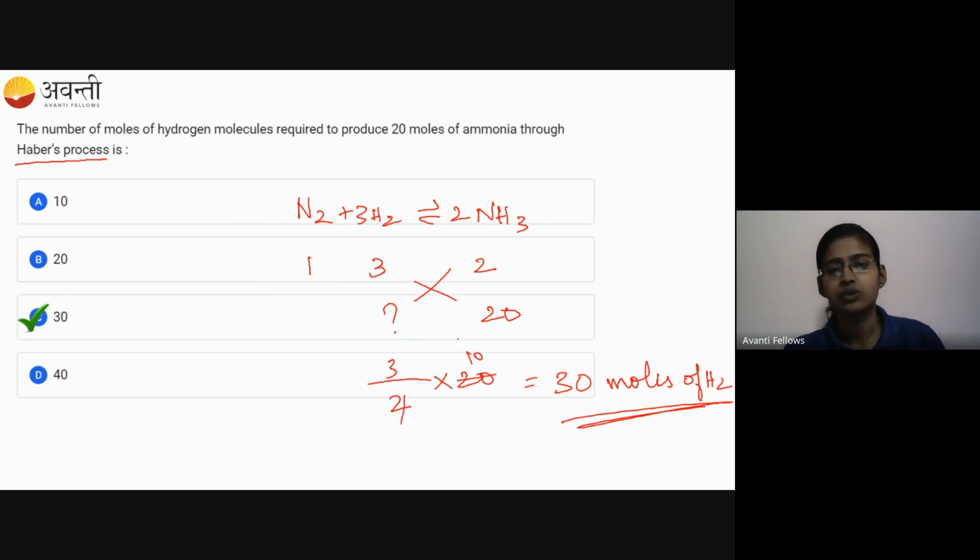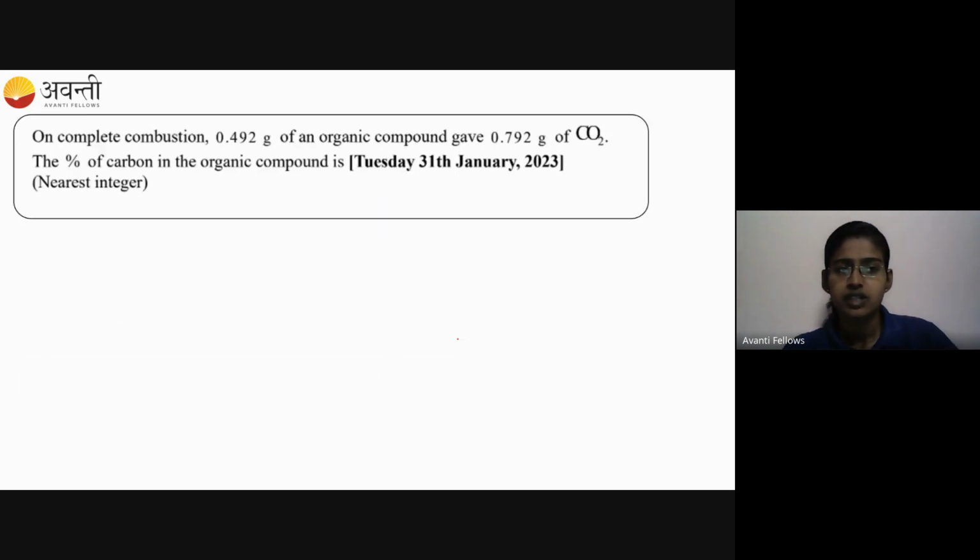Now let's move on to the next question. It is a JEE question, that's why this question doesn't contain options. It is the JEE question which was asked this year, January 2023. They have asked, on complete combustion, 0.492 gram of an organic compound gave 0.792 gram of carbon dioxide. The percentage of carbon in the organic compound is.